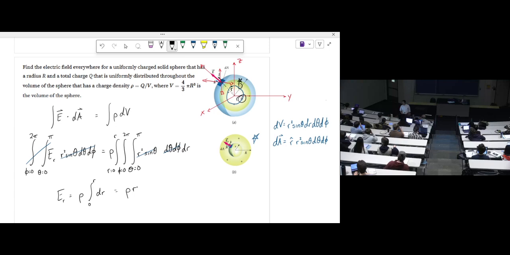Theta is the polar angle. Yeah, theta is the polar angle.